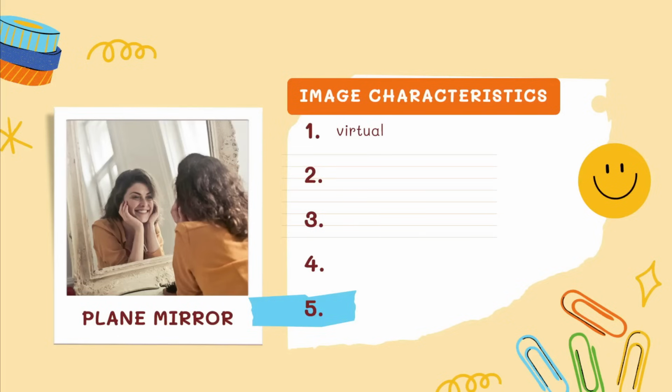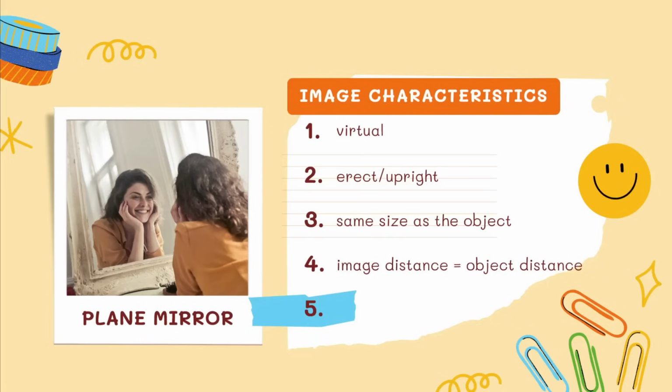Also, an image formed in a plane mirror is erect or upright. So what is meant by upright? Kung tayo ay nananalamin at nakatayo tayo sa harap ng isang plane mirror, dapat yung image na nakikita natin nakatayo din. Hindi pwedeng nakabaligtad kasi kung nakabaligtad yun, okay, hindi plane mirror yon. The third image characteristic is that the image should be the same size as the object. So kung gaano ka kataas, dapat ganun din yung image na makikita mo sa iyong mirror.